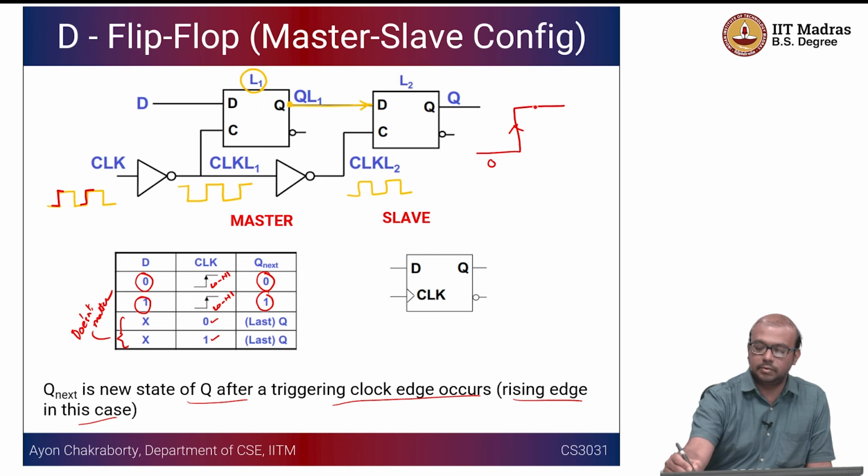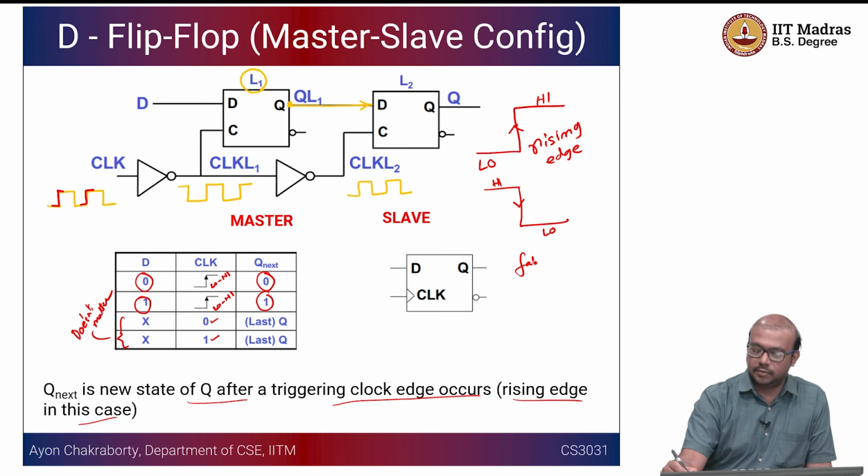So this is your low, this is your high. This is called a rising edge. And the other way around, this is high, this is low, and this is called the falling edge.